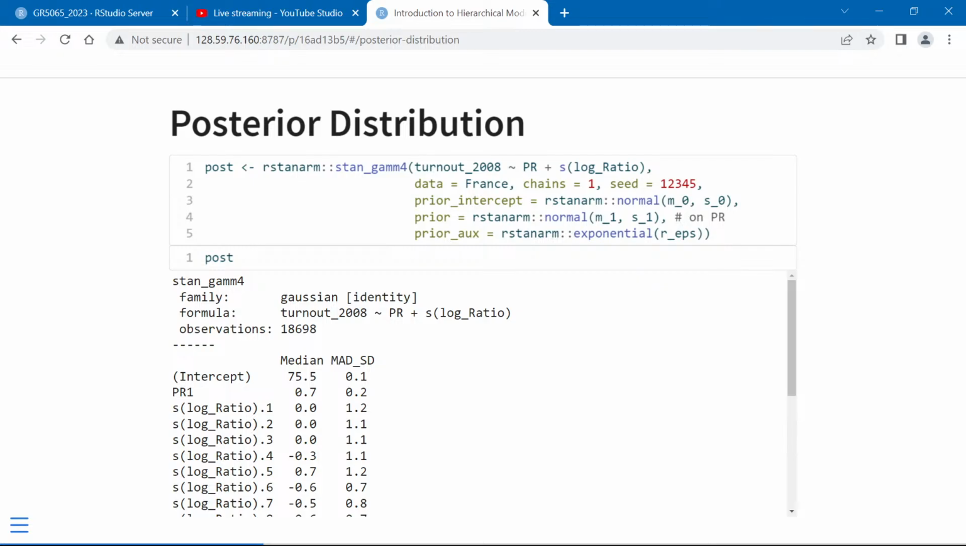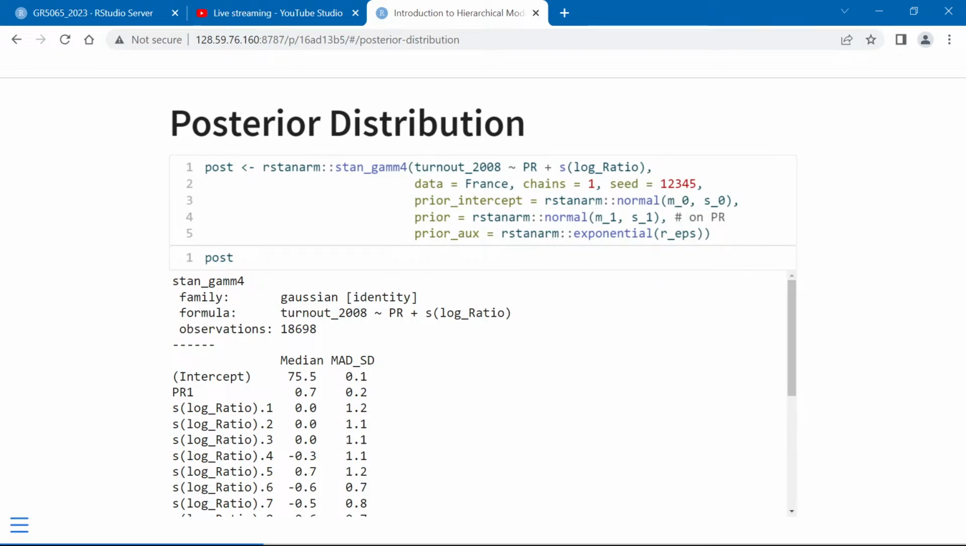And we have a prior on the intercept, we have a prior on the coefficient on the PR thing, and we have an exponential prior on sigma that goes into the errors. And so this takes longer to run, but still it works really well in Stan most of the time. And you can see the output.